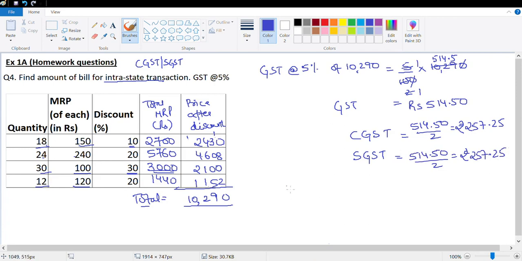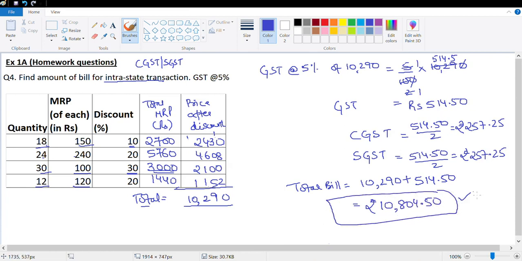So the total bill will be equal to the cost of the product, which is 10,290, plus the value of GST, in this case 514.50, and this total amount comes to 10,804.50. So that's the total amount of the bill. Good, a lot of calculations, but a fairly simple question. Let's look at the next one.